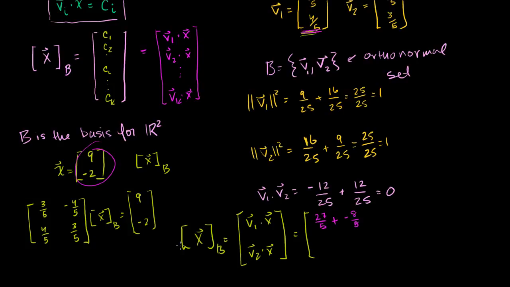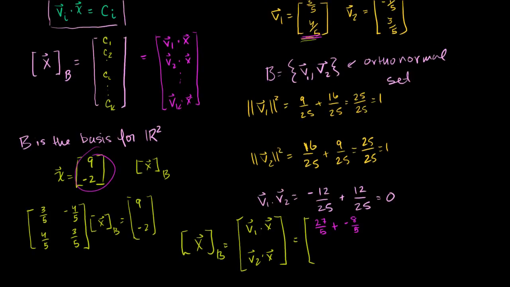And then the second term is v2 dot x. So v2 dot x, I get 9 times minus 4/5, that's minus 36 over 5, plus minus 2 times 3/5. So that's minus 6/5. So the B coordinate representation of x, just being able to use this property of orthonormal bases, is equal to, what is this? 27 minus 8 is 19 over 5. And then minus 36 minus 6 is minus 42 over 5.